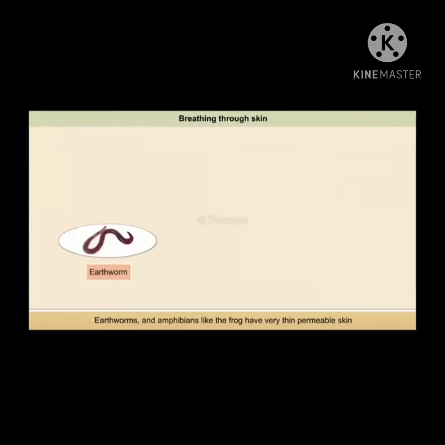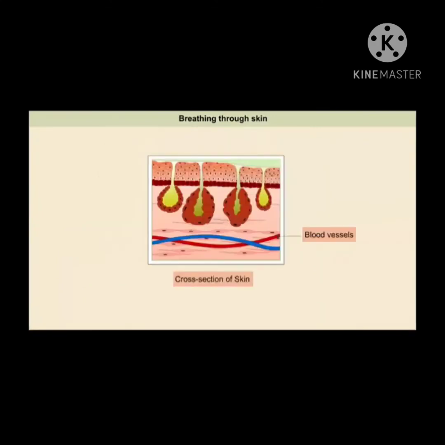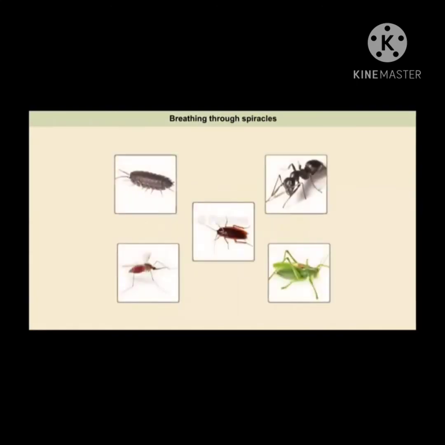Earthworms and amphibians, like the frog, have very thin permeable skin which allows gases to pass through easily. Blood vessels lie very close to the surface of the skin, so air gets absorbed directly into the blood. On land, frogs breathe through lungs. They are weak and unable to expand much.